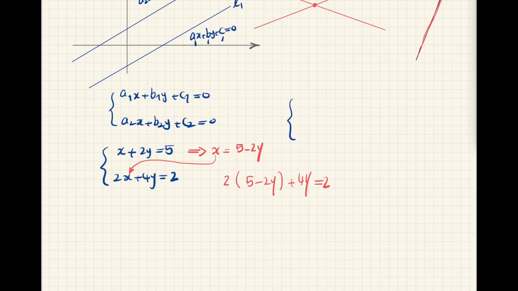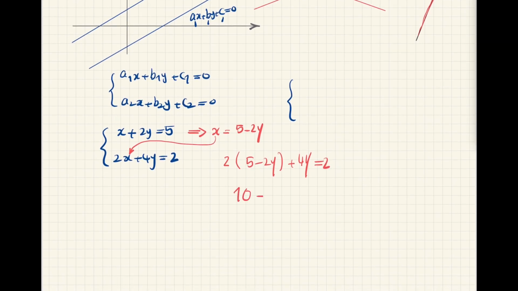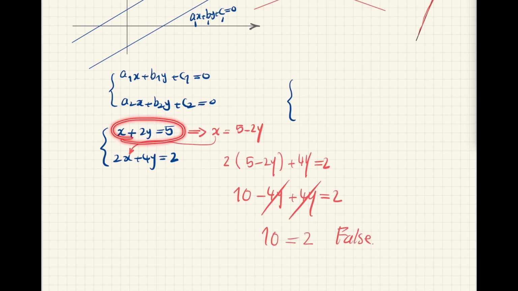And then you see why strange things happen. This becomes 10 minus 4y plus 4y equals 2. Unfortunately, the y that you are looking for cancels, and you get a nonsense statement that 10 is equal to 2, which is definitely false. What does it mean? If you insist that you can find an answer, you have to admit that 10 is equal to 2, which is not possible. So the assumption that there is an answer doesn't make sense. It means that there is no solution.